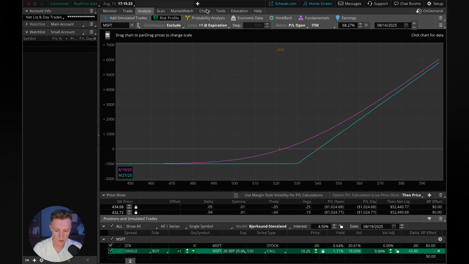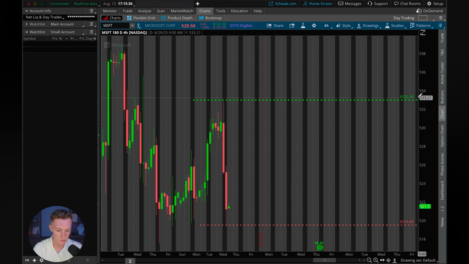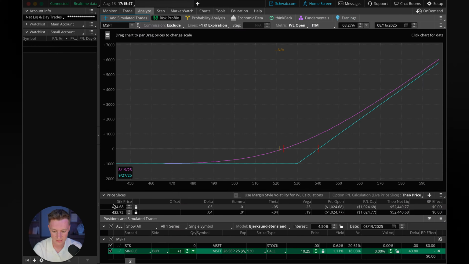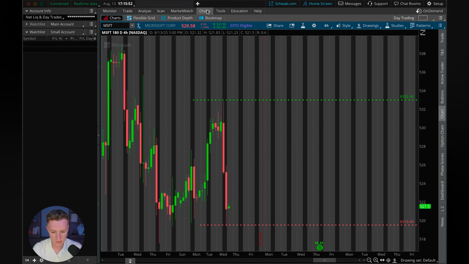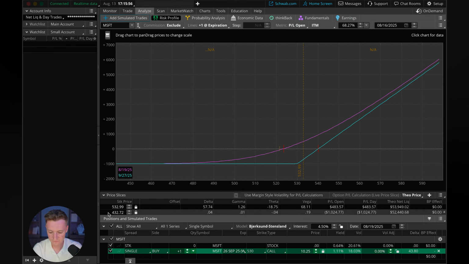So whatever our stop loss and take profit share prices will be. In this case for Microsoft, 532.99 is going to be our take profit. So we just take that 532.99 take profit, and then we take our stop loss at 519.49.